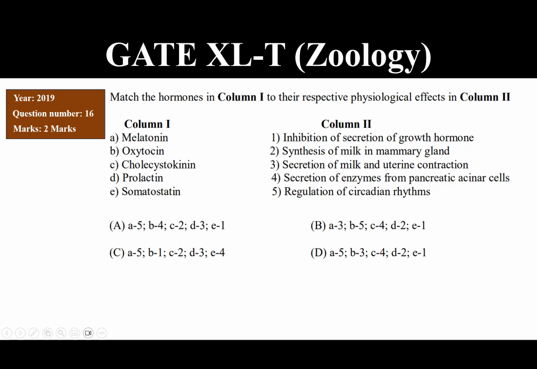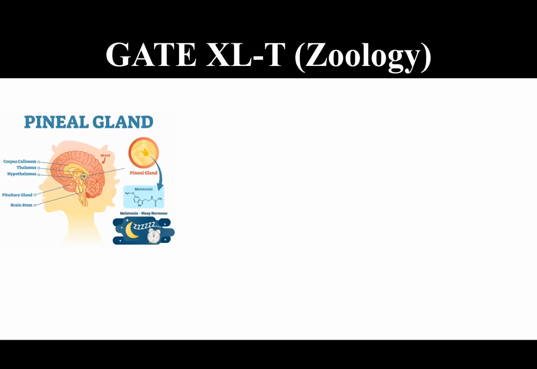Match the hormones in column 1 to their respective physiological effects in column 2. Let's look at these hormones individually, their target organs and their effects. So first is melatonin, which is also called the sleep hormone, which is secreted from the pineal gland. As the name suggests, it basically helps regulate sleep or the circadian rhythm.